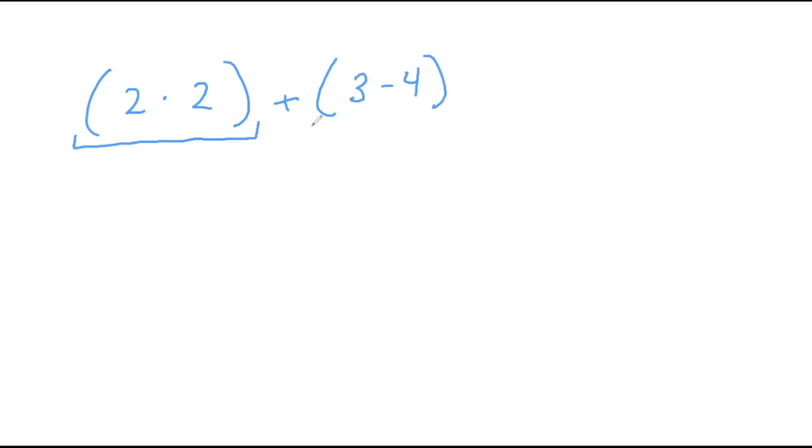And another practice problem. We have 2 times 2 plus 3 minus 4. And so again, parentheses comes first. So you're going to do the parentheses first, like this. You do what's inside the parentheses. So you're going to get 4 plus -1. And now you can just add them. 4 plus -1 is 3.